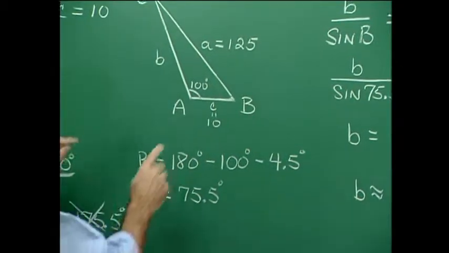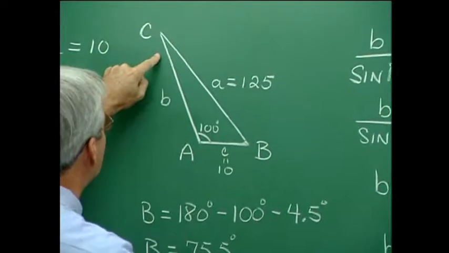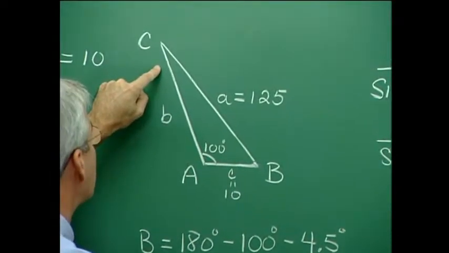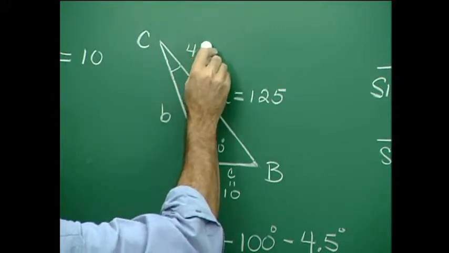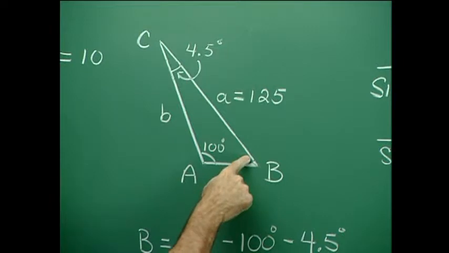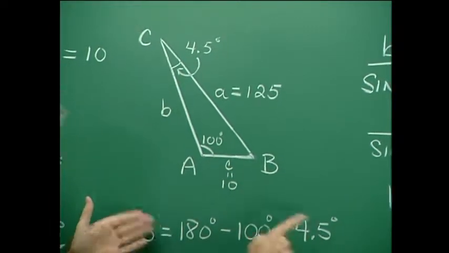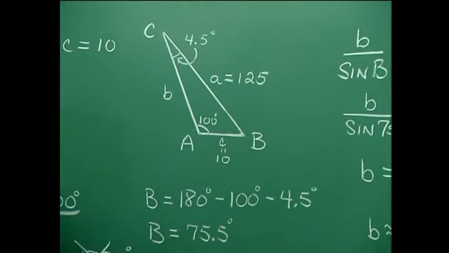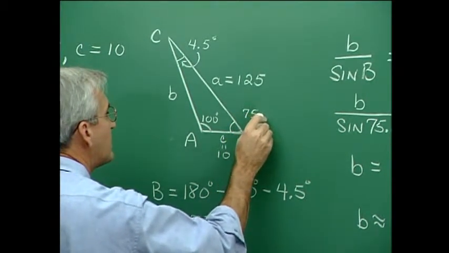Okay. Anyway, to find angle B, now we've just discovered that the angle at C is 4.5 degrees. So this is 4.5 degrees. And now to find B, we take 180 and subtract 100 and subtract 4.5. We do this to find B to be 75.5. So now this angle is 75.5 degrees.